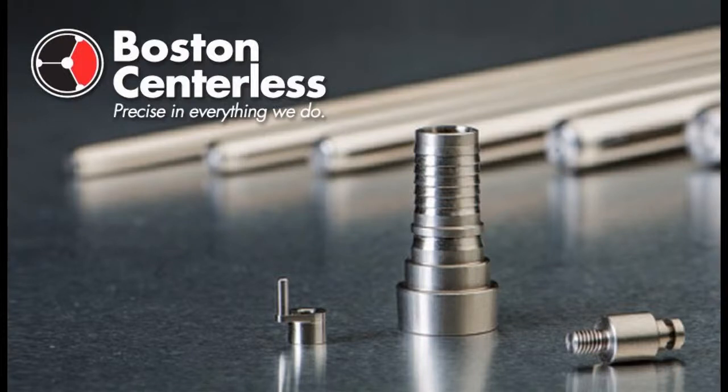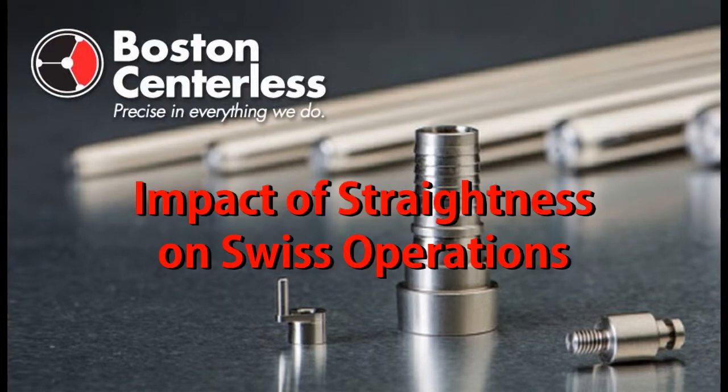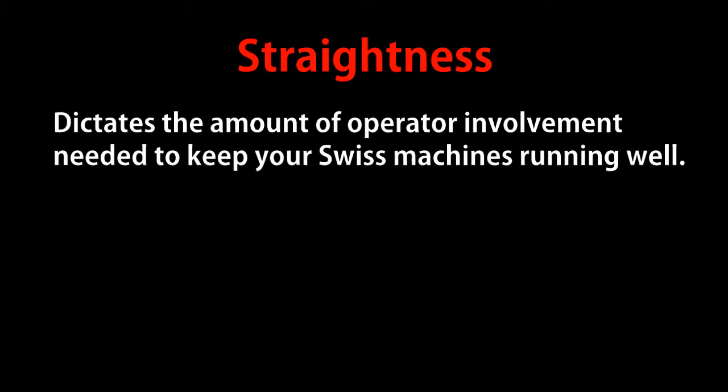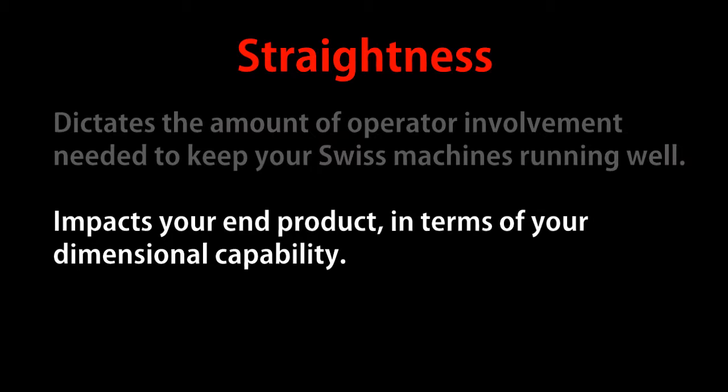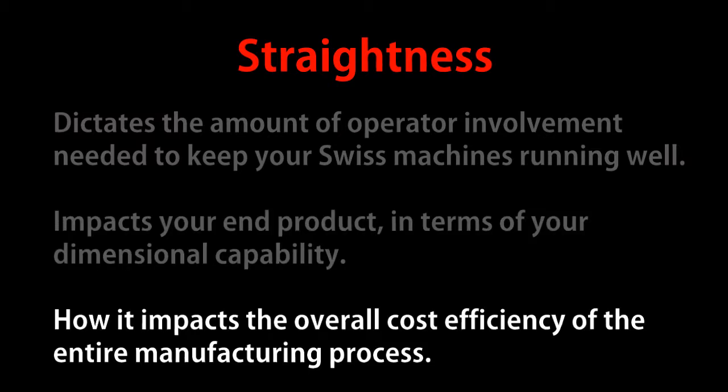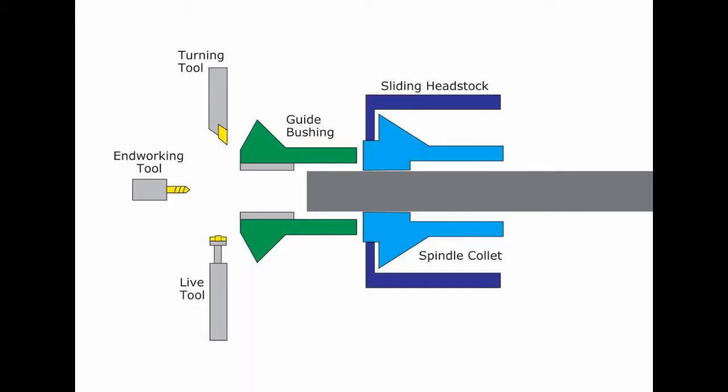Hello. The following Boston Centerless video illustrates the impact of straightness on Swiss operations. Specifically, how straightness dictates the amount of operator involvement needed to keep your Swiss machines running well, how it impacts your end product in terms of your dimensional capability, and lastly, how it impacts the overall cost efficiency of the entire manufacturing process.